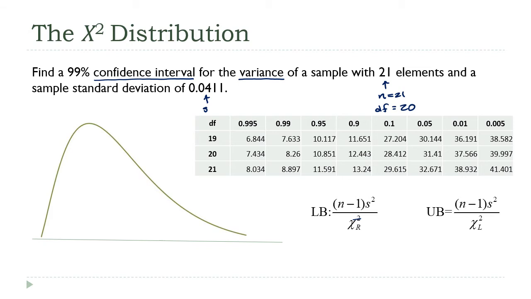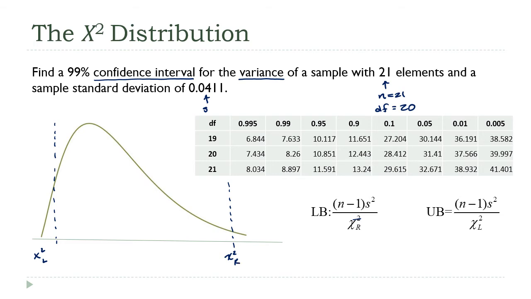Okay, so let's see how we can do those, right? We know how to do this, but I still, especially when we're just getting started, I like to do a little sketch, draw a picture, right? So I'm going to have my lower bound chi-squared L, and I'm going to have my right hand or upper bound chi-squared R.